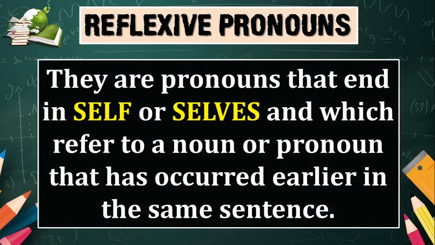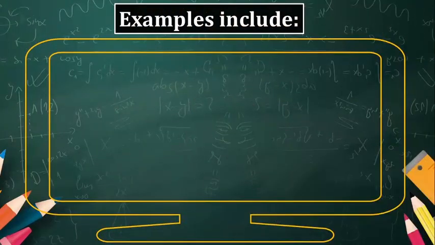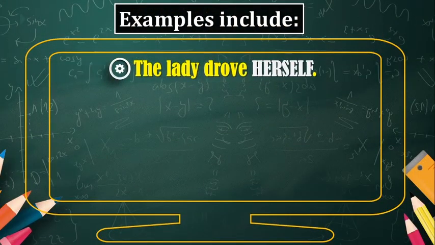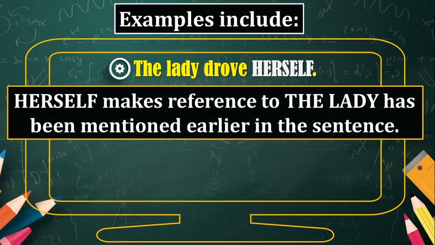Reflexive pronouns are those pronouns that end in the word self, and you have the plural as selves, and they refer to a noun or pronoun that has occurred earlier in the same sentence. Let's see some examples. The lady drove herself. Remember when we talked about the definition of pronouns, we said pronouns are also referential in nature. That is, they refer to another element in the sentence in order to avoid repetition. Here we have the example, the lady drove herself. Herself is making reference to the lady. Herself refers to the lady that has earlier been mentioned in this same sentence.